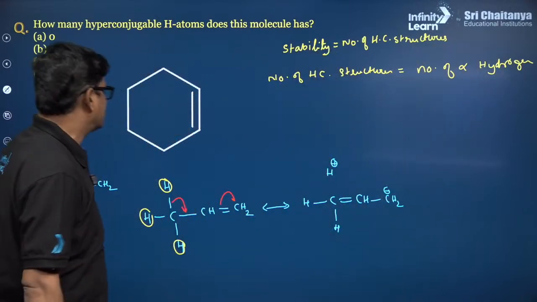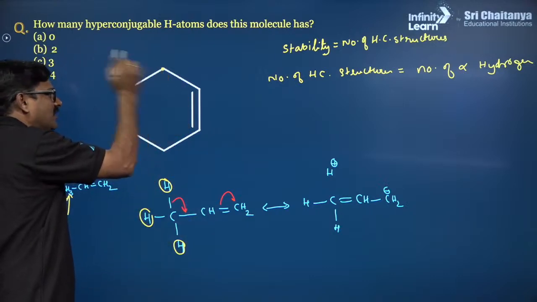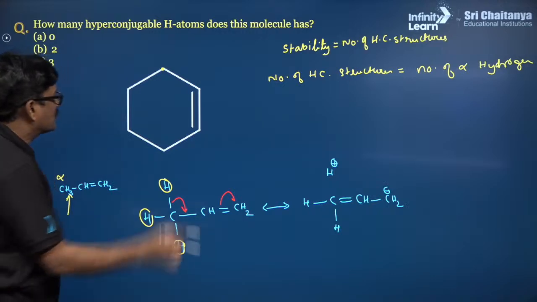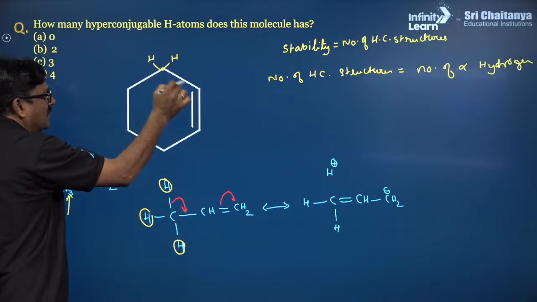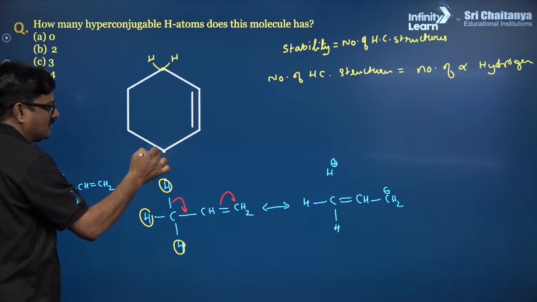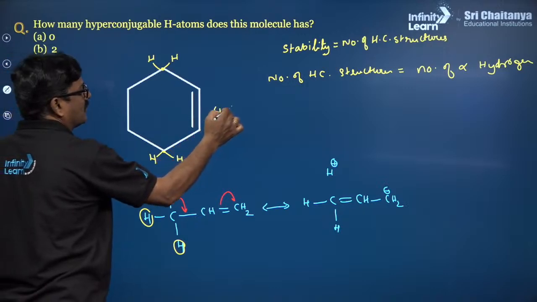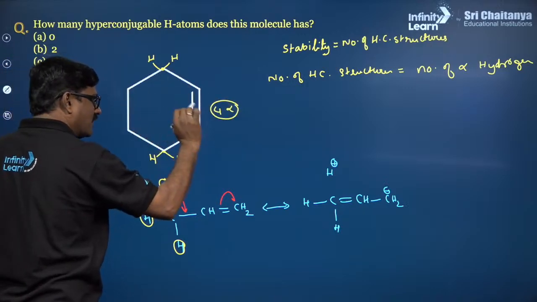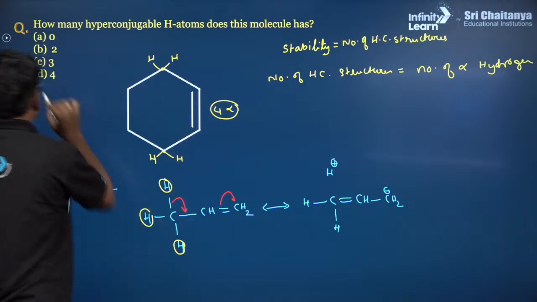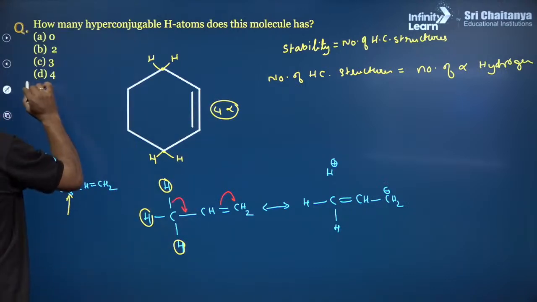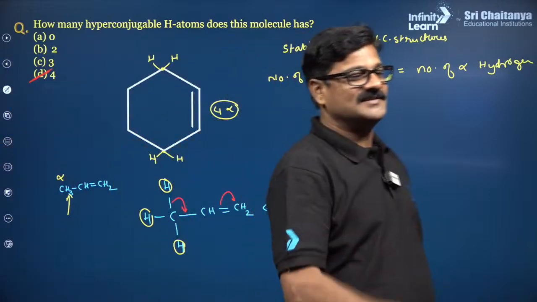Right? Now let us spot out. This is the carbon of the double bond, it is going to be the alpha carbon, right? So now when you see, these 2 alpha hydrogens are there, and at the same time I could find 2 more. So total 4 alpha hydrogens are there. So 4 alpha hydrogens, so 4 hyperconjugation structures are possible. So my answer for this question is going to be D. Everybody has given D as the correct answer.